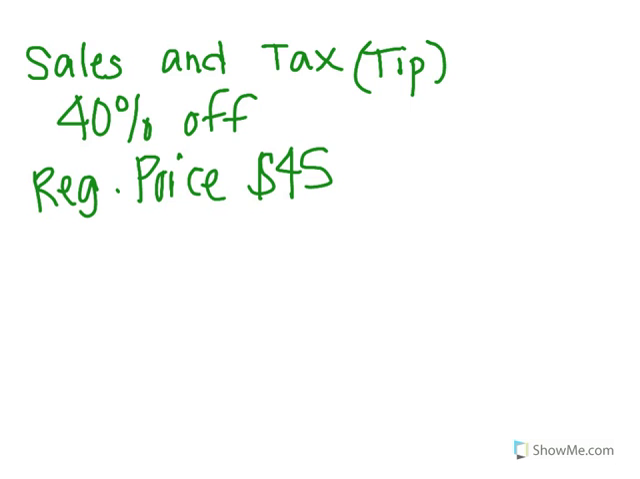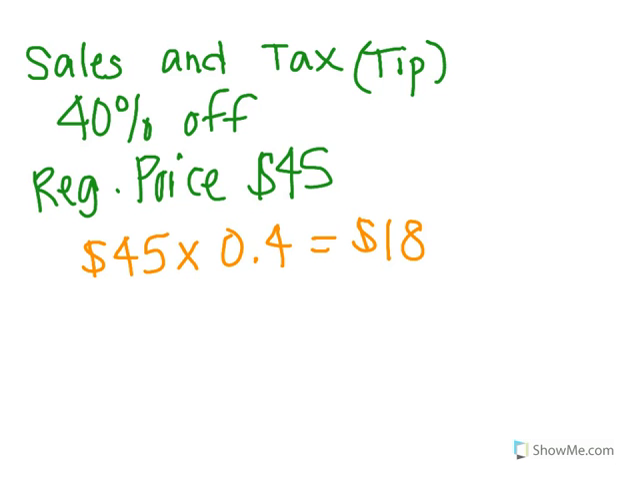Now, most of you said that $45 times 40%, and 40% as a decimal is 4/10, so times 4/10, gives me $18. And so a lot of you told me that the pants would actually cost $18. Now, we just calculated the percent off. So it's going to be $18 off the regular price.